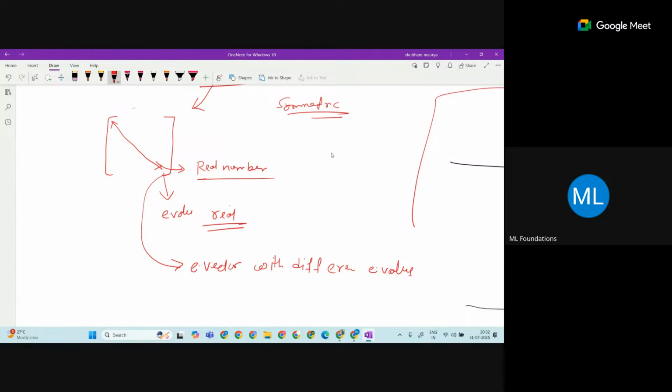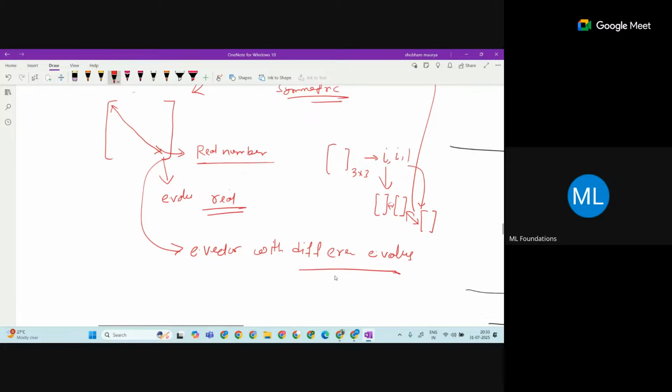Let me write it. Suppose you have a 3 by 3 matrix and you got the eigenvalues i, i and 1. Here for i you got two independent eigenvectors. These two may not be orthogonal. But if you compare with the eigenvector corresponding to 1, it is going to be orthogonal to both. That is what I mean by different eigenvalues: then the eigenvectors are going to be orthogonal.